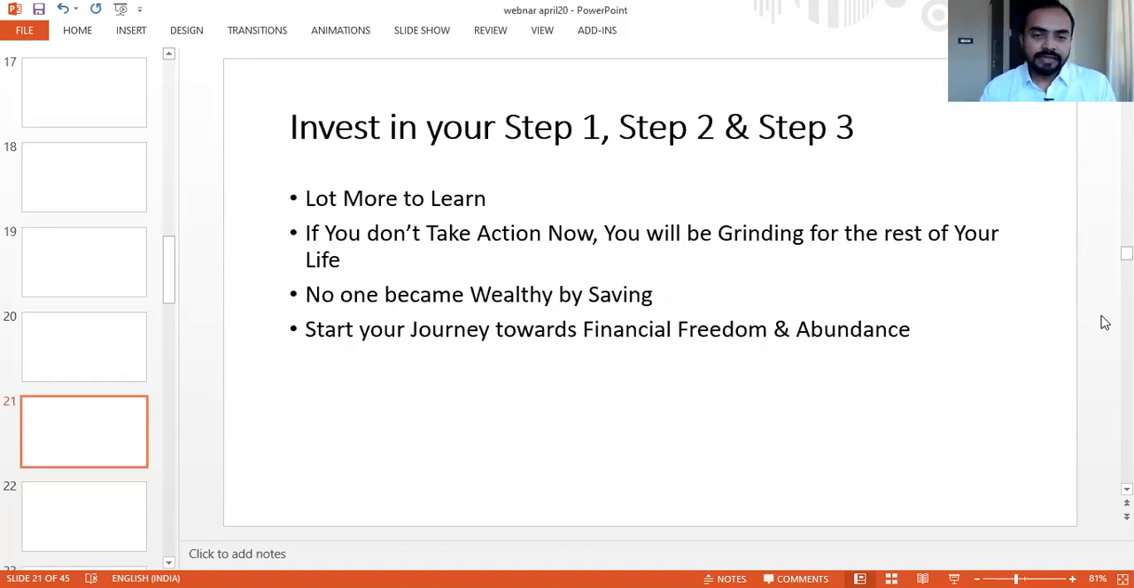So now, what should you do? Now you know the 3 steps to profitable trading. The next logical step is invest. Learn these 3 steps. Simple. Get proper knowledge, have proper mindset, and develop your own system and rules, and start trading. That's the thing which you have to do. Simple. So invest in your step 1 and step 2 and step 3.